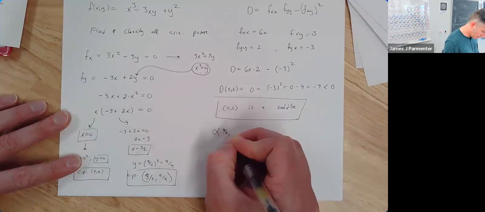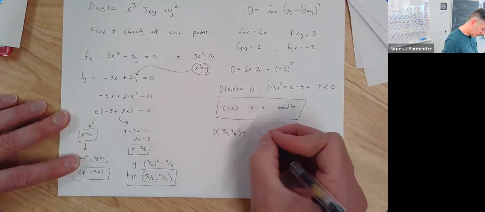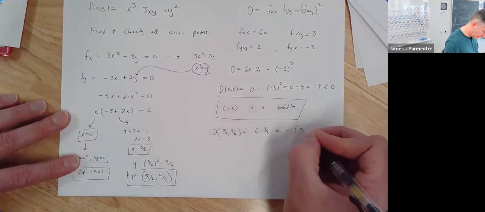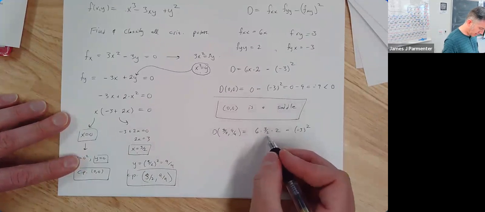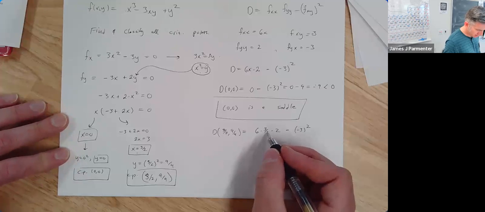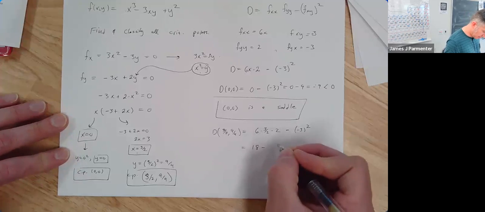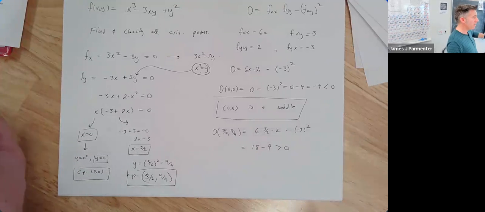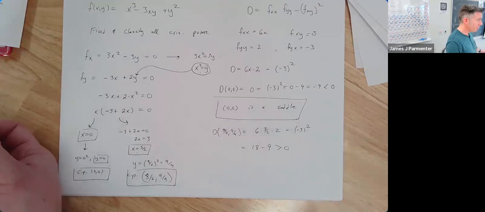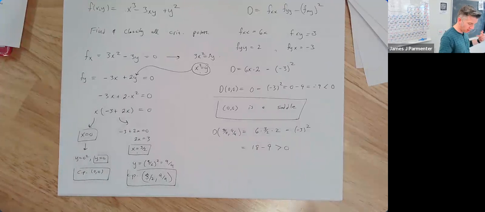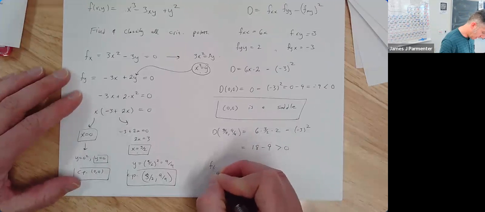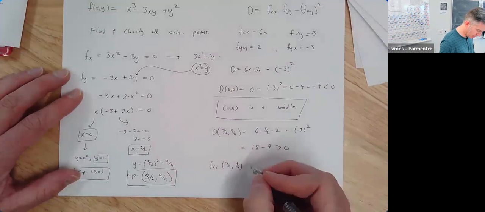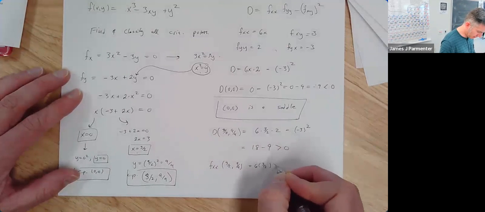Check the other point. D of 3 halves, comma 9/4. Okay, when I plug that in, I get 6 times 3 halves times 2 minus negative 3 squared. 6 times 3 halves is 9 times 2 is 18. So 18 minus 9 is positive. Okay. When D is positive, that always means there's an extra step to do. We can either check fxx or fyy at our point. Now I could check fxx. Fxx at this point, well, fxx is 6x, which is just 6 times 3 halves, which is positive.